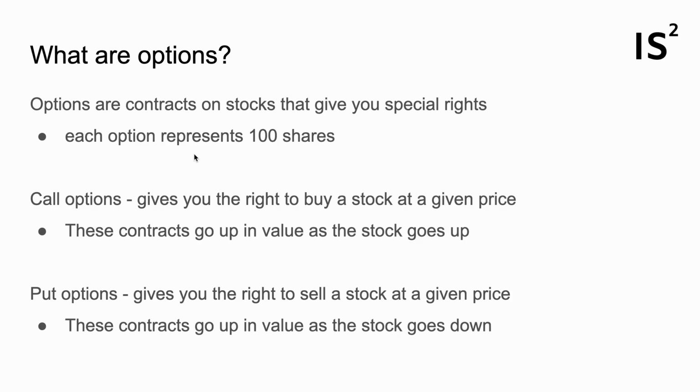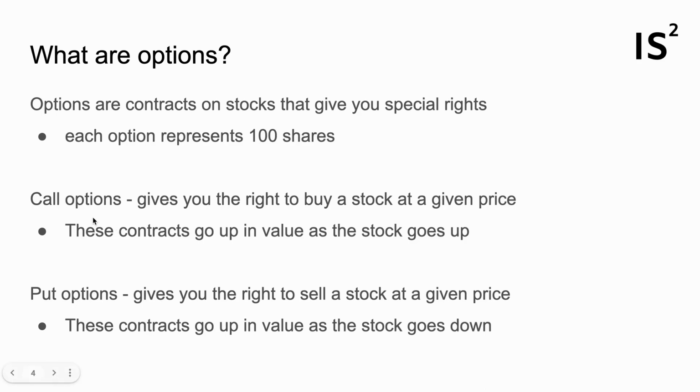So there are two different types of options contracts: call options and put options. Call options, the actual definition is it gives you the right to buy a stock at any given price. What you actually need to know is this: call option contracts go up in value as the stock goes up. So call options are betting on the stock to move higher.